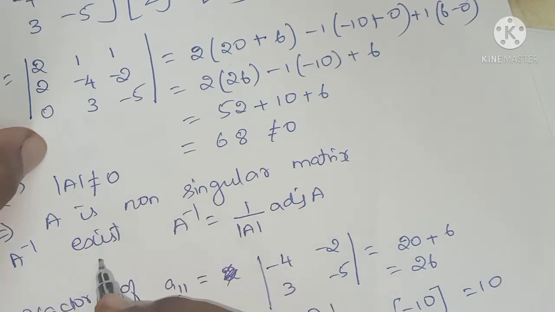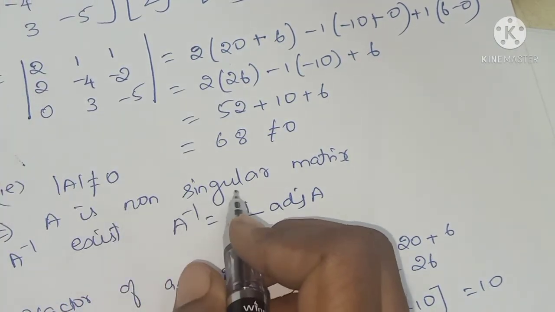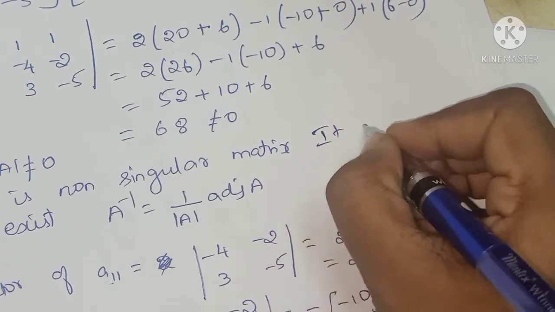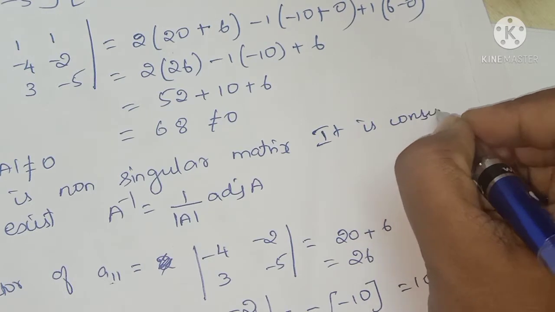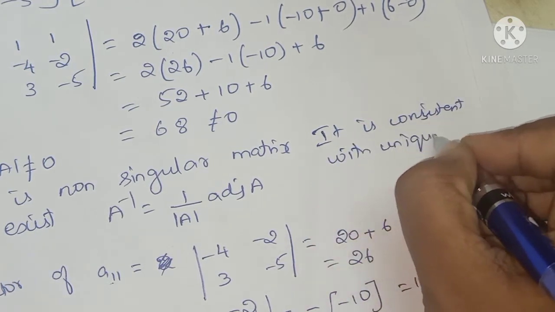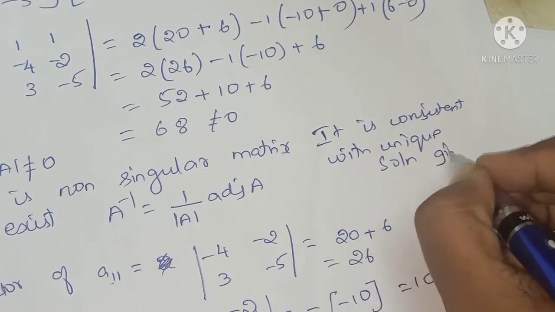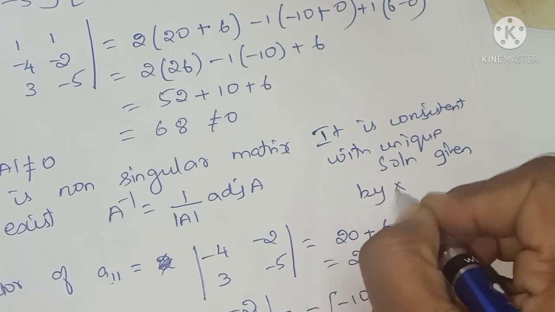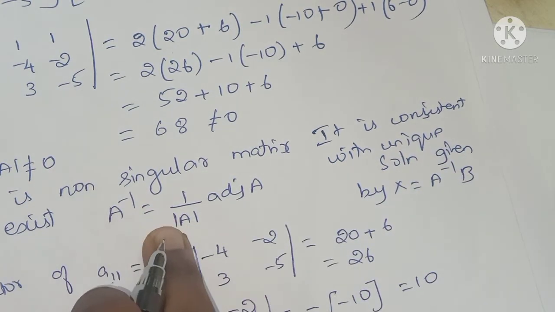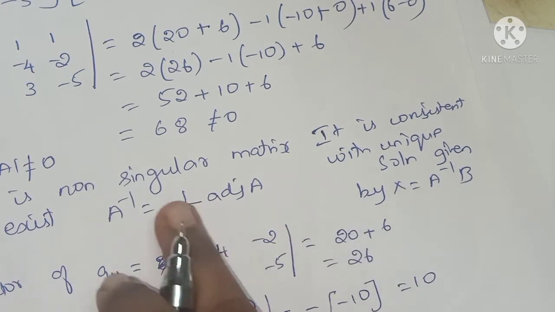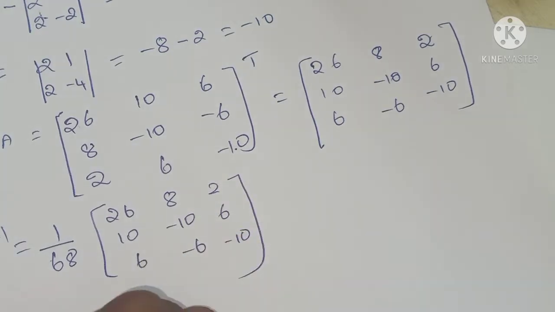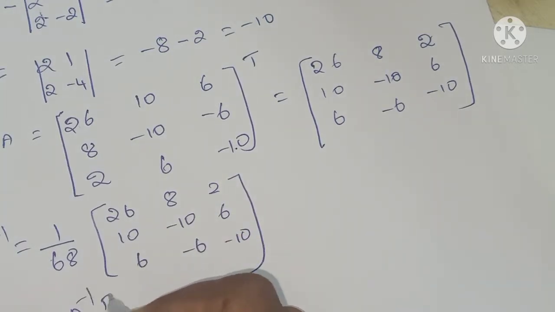Why did we find out A inverse? A is a non-singular matrix. So what can we say about the consistency? It is consistent with unique solution, given by X is equal to A inverse B. So in order to find the A inverse, we found out the adjoint of A.